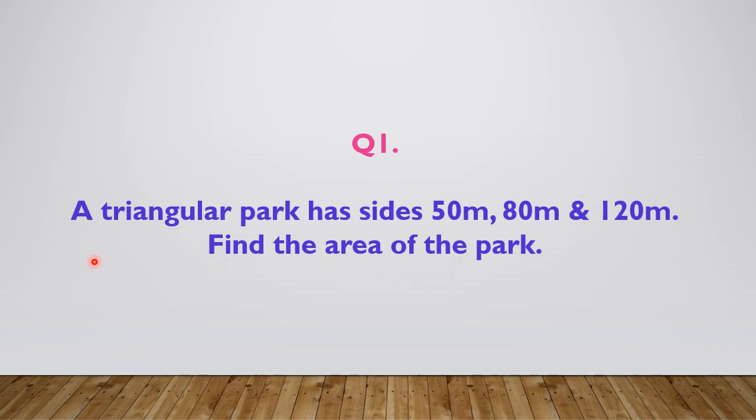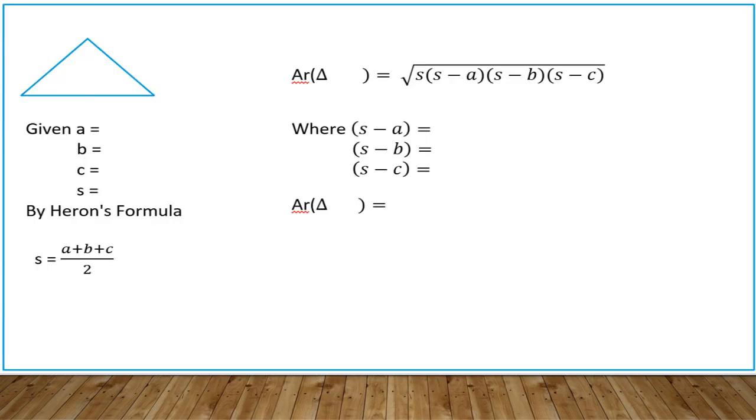Here, what are the things given to you? First, the park is triangular in shape. Second, all the three side measurements have been given to us. Third, since the area of the park is what they are asking, here we can apply Heron's formula. Fourth, all we need to do is calculate the semi-perimeter s using these values, and then calculate s minus a, s minus b, s minus c, and put those values in the formula to find the area. Right? Now let us write down what all have been given to us.